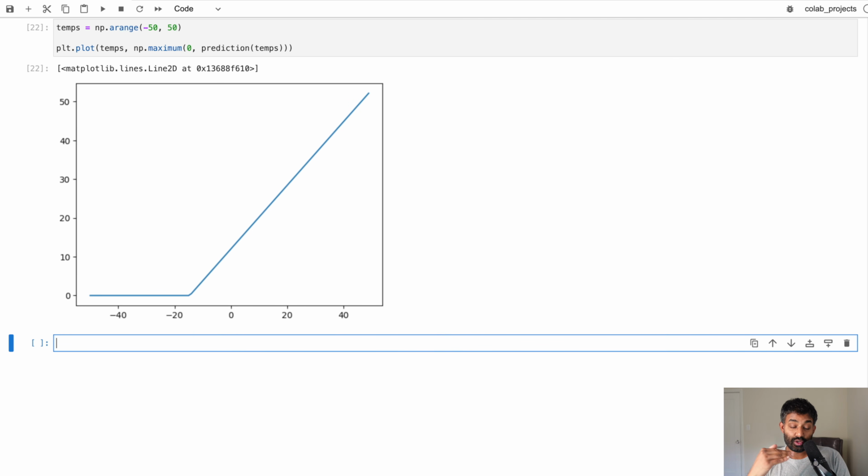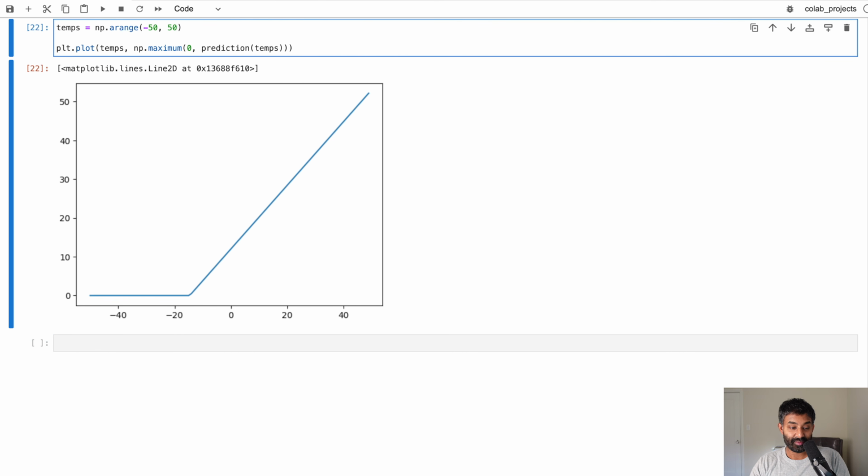Any value below 0 is essentially truncated, moved back up to 0. This makes the relationship between the input and the output nonlinear, right? It may look really simple, but this nonlinearity is really the key to neural networks and their power. It looks really simple, but is actually really, really powerful.